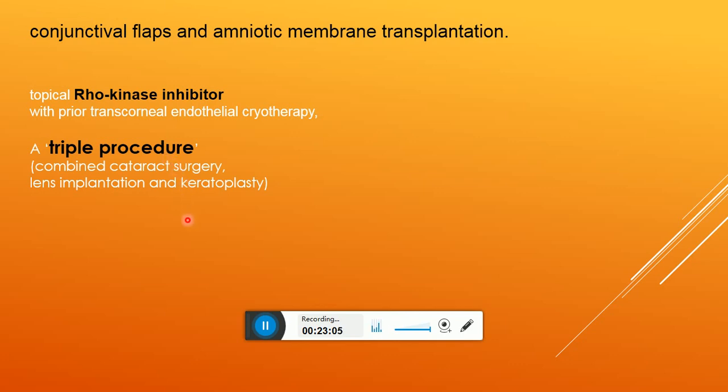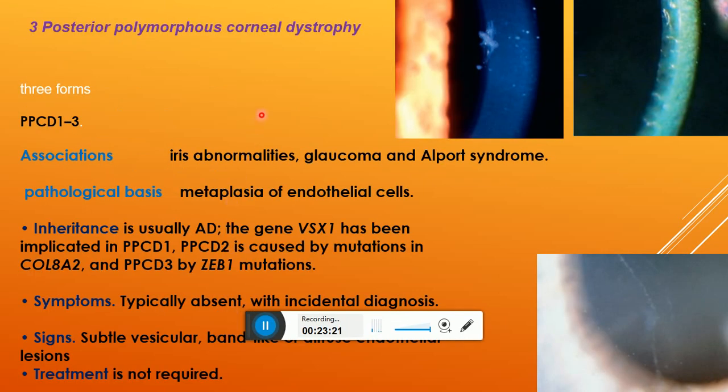Persistent corneal edema may follow cataract surgery in a patient with Fuchs endothelial dystrophy, particularly if the preoperative central corneal thickness is more than 630 to 640 micrometers. The second type is posterior polymorphous corneal dystrophy. There are three forms of posterior polymorphous dystrophy: PPCD1 to PPCD3. Associations include iris abnormalities, glaucoma, and Alport syndrome.